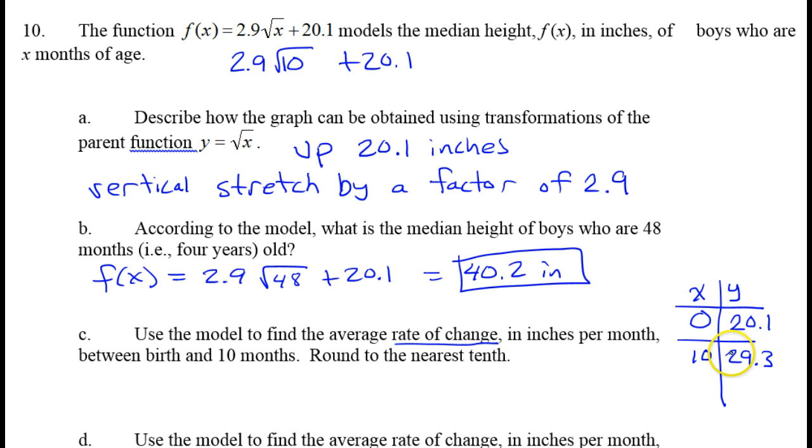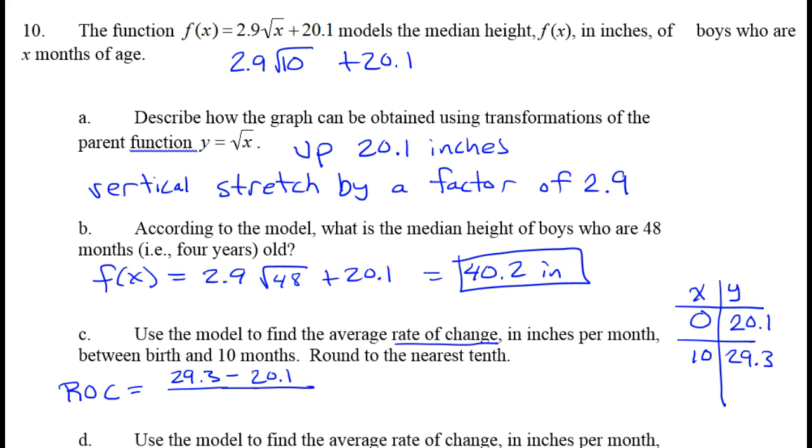Alright, so these are the two values that we have. Now, the average rate of change is the slope. The rate of change is just a slope. It's y minus y over x minus x. So the slope, I'm doing y minus y, so 29.3 minus 20.1.